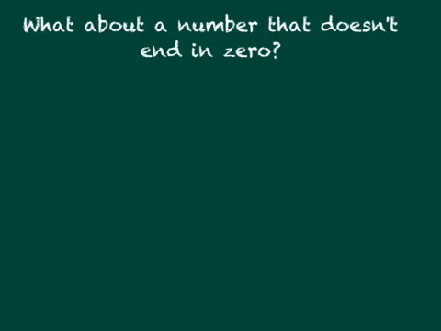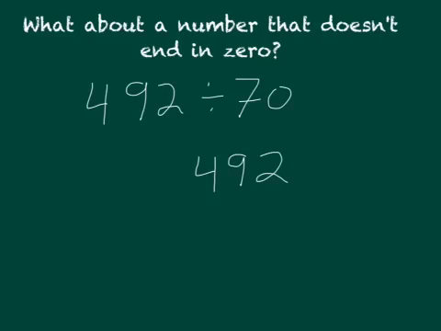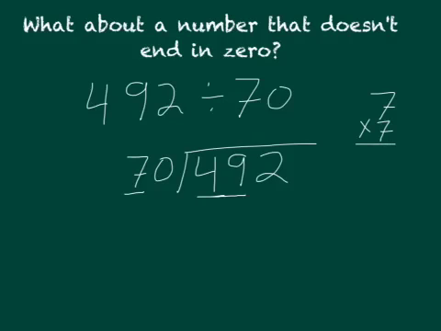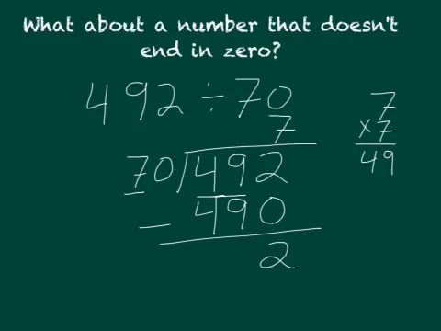So how about those times when you have a number that doesn't end in 0, such as 492 divided by 70? Well, we go ahead and set up our problem like this, but soon you'll be able to do this all mentally. 492 divided by 70. So let's take a look. We know that 4 cannot be divided by 7, but 49 is divisible by 7. How many times? Well, I know that 7 times 7 equals 49. So 7 times 70 would be 490. So I'll go ahead and put my 7 in here, and then I subtract 490. So when I subtract that, I end up with 2. All you end up with now is 7, remainder 2.